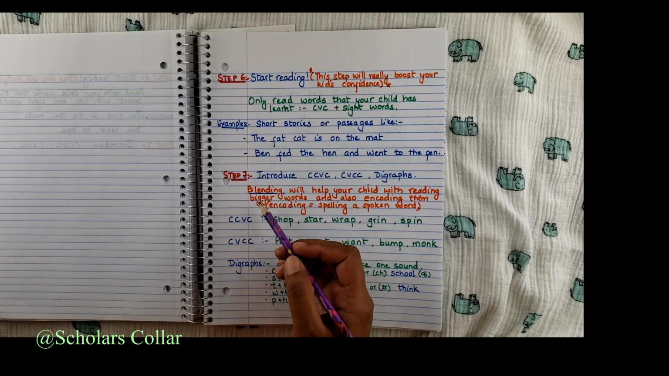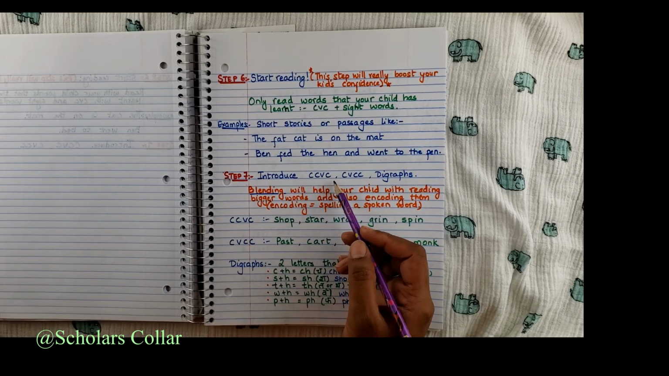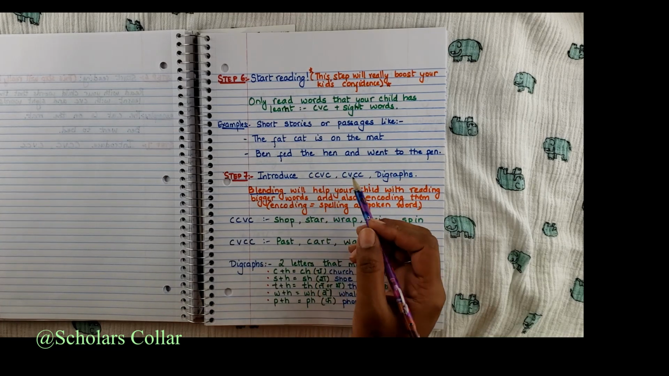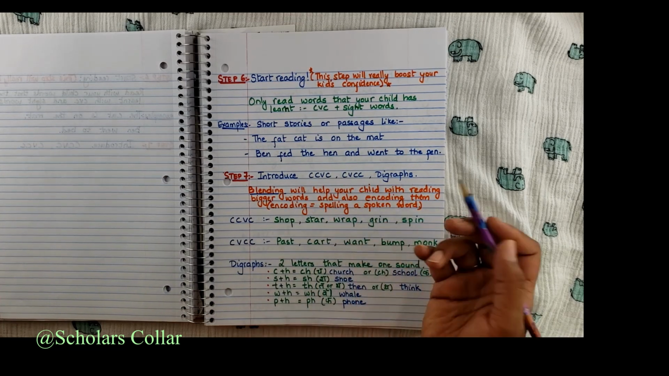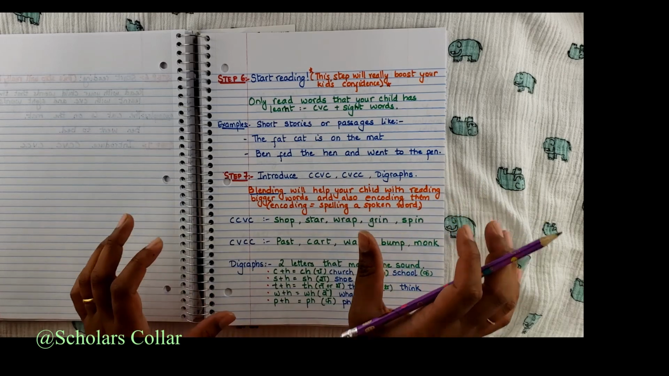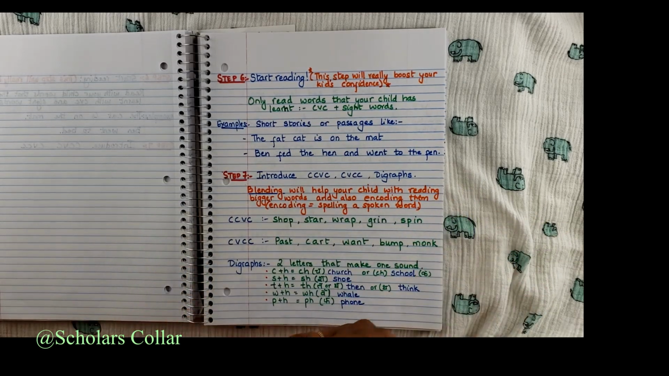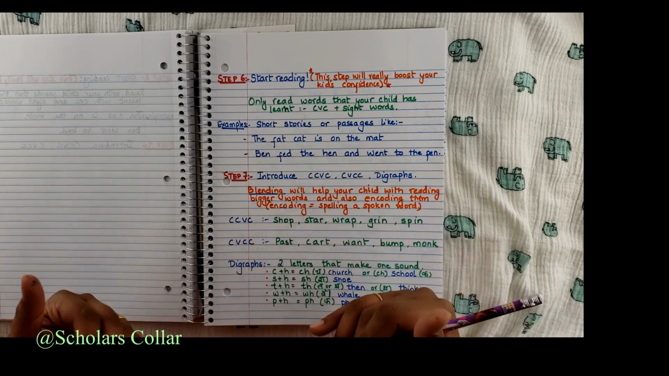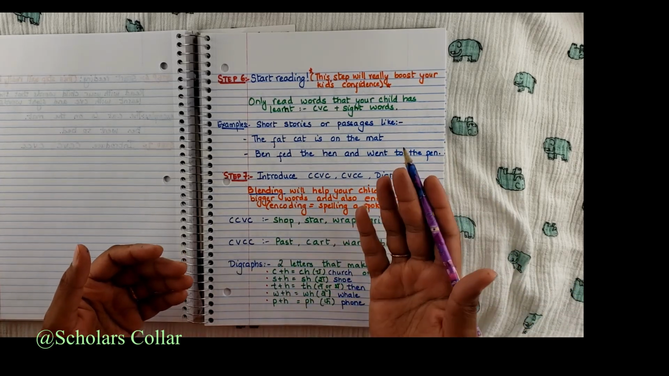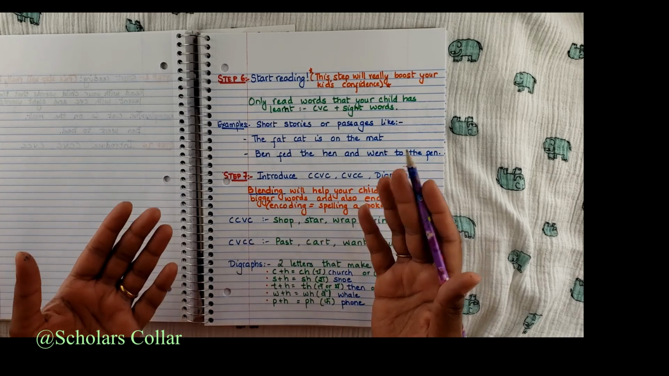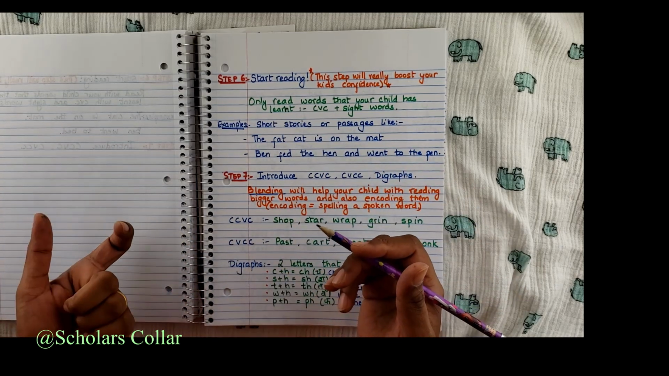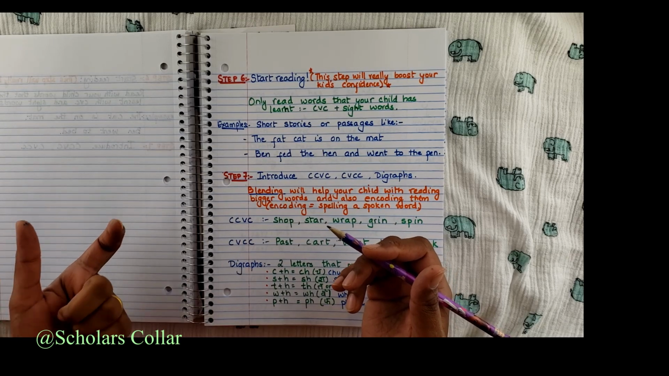Next is step 7. Introduce CCVC words or CVCC words. So that's consonant, consonant, vowel, consonant, and consonant, vowel, consonant, consonant, and digraphs. Blending. Now this blending will help your child with reading bigger words and also encoding. What is encoding? Encoding is when you tell your child in the way of dictation. When you're giving your child dictation, tell him to write clap. So he needs to decode it, right, and then encode it.